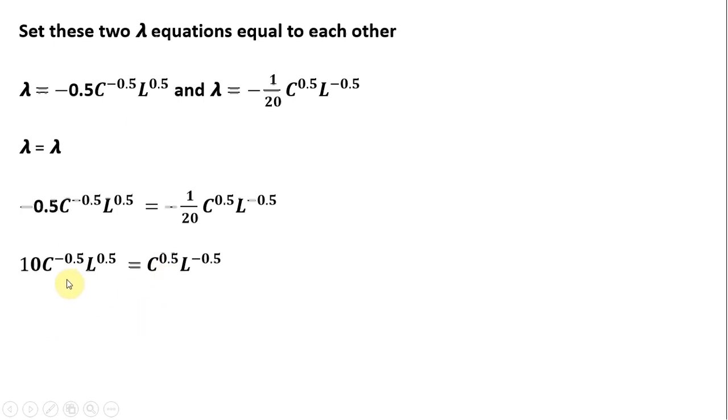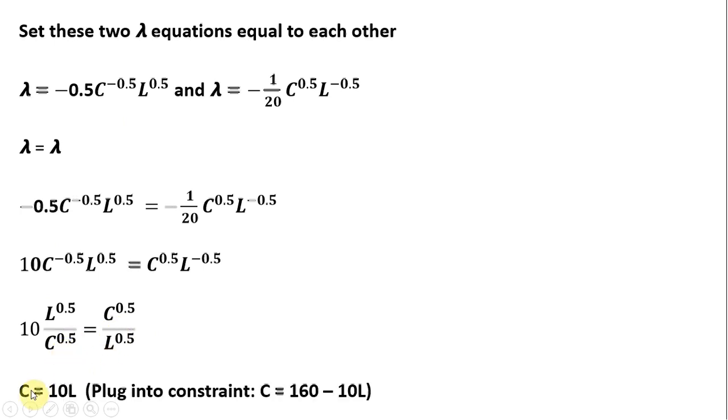Following the rules of exponents, on the left-hand side, the C to the minus 0.5 power, we can move into the denominator. And then on the right-hand side, L raised to the minus 0.5 can also be moved into the denominator like this. And then if we multiply through by L to the 0.5 power and multiply through by C to the 0.5 power, you'll just get this nice result that C equals 10 times L.